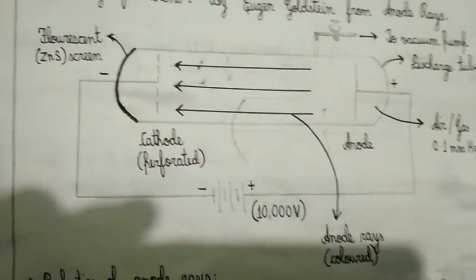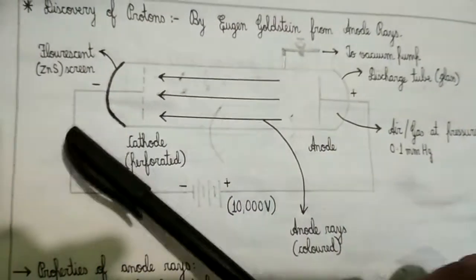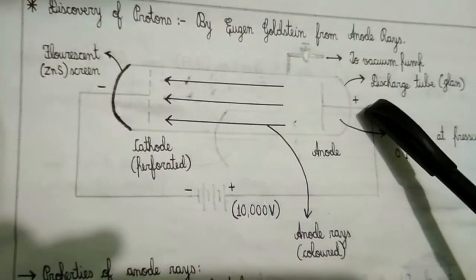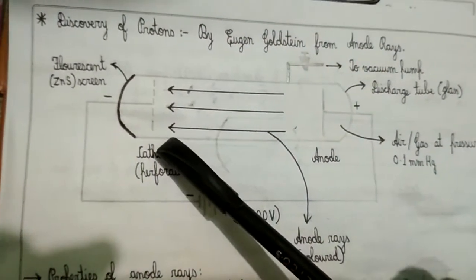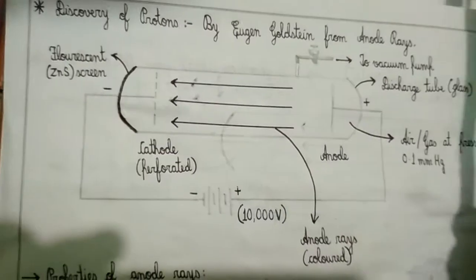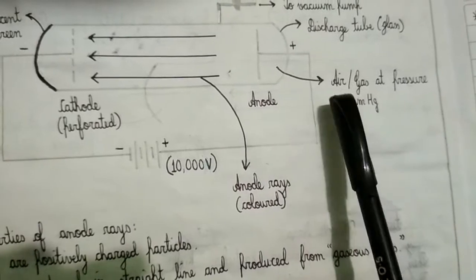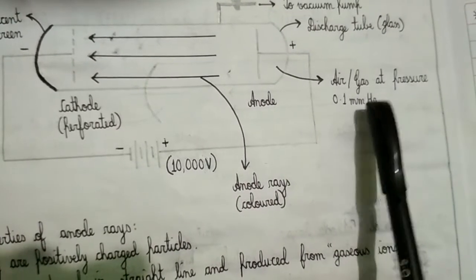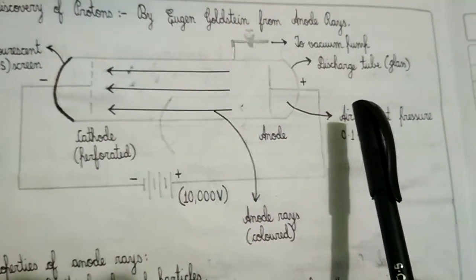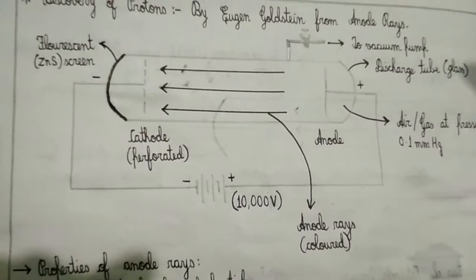Nearly all the conditions here which were there in the previous experiment are the same. Just a few differences: in this case the cathode is perforated, and there is a zinc sulfide fluorescent screen behind the cathode. One more difference is that the pressure is not that low. It is this time 0.1 millimeter of mercury, meaning 10 to the power -1 millimeter of mercury. So it is not that low when we compare it to the cathode ray tube experiment.